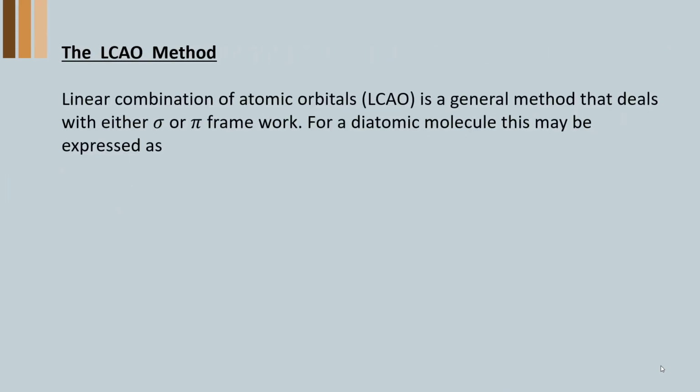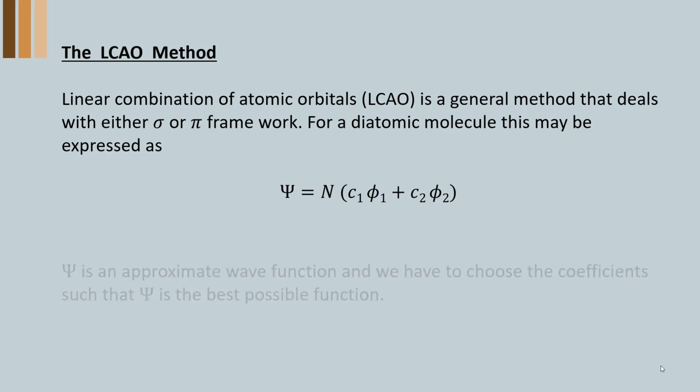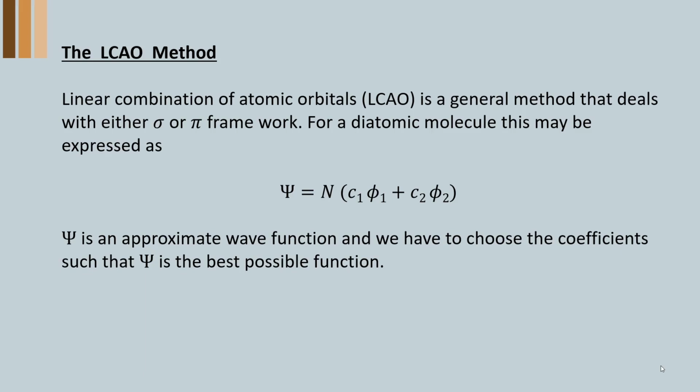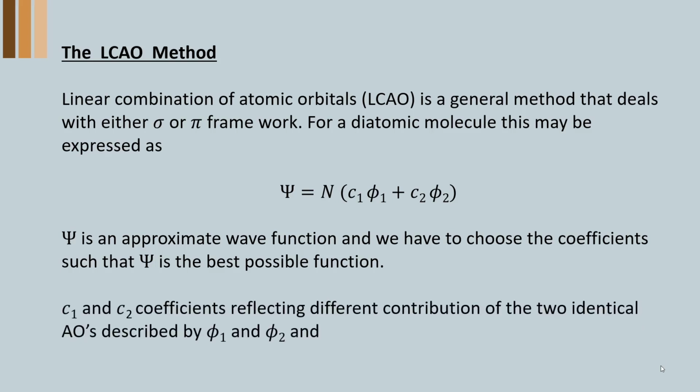To begin with the LCAO method, we'll first take the linear combination of atomic orbitals for the sigma or pi framework. We'll talk about a diatomic molecule like the hydrogen molecule ion and so on. For the hydrogen molecule ion, because it provides the simplest case of a 2 proton 1 electron system, the wave function psi can be written in its normalized form as C1 phi1 plus C2 phi2, where psi is an approximate wave function and phi1 and phi2 are the two wave functions of various atomic orbitals that combine to give this value, and C1 and C2 are the coefficients reflecting different contributions of two identical atomic orbitals described by phi1 and phi2.